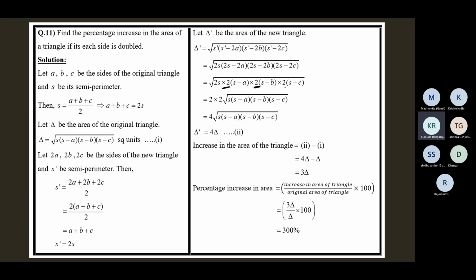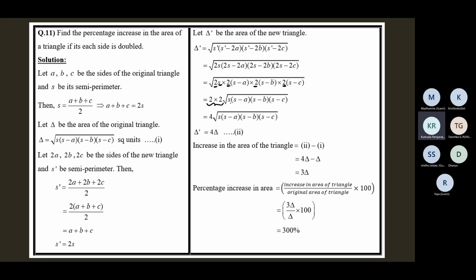Into 2. Everywhere 2 is common. Into 2, not plus 2. Now there are 4 2's: 1, 2, 3, 4. 2 2's come out of the square root, and the rest of it remains under the square root.